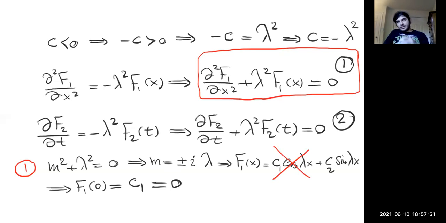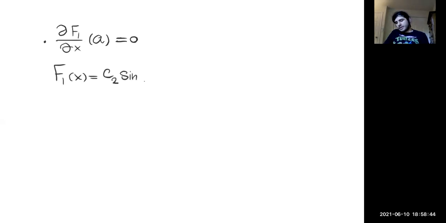Okay, what was the other boundary value condition? The other boundary value condition was telling us the derivative of f1 with respect to x at the point a is equal to 0. Now, this is the interesting condition. Before that, any question? So the derivative of f1 with respect to x at the point a should be equal to 0. Also, we know f1 was C1 times cosine, C1 was 0, plus C2 sine of lambda x.